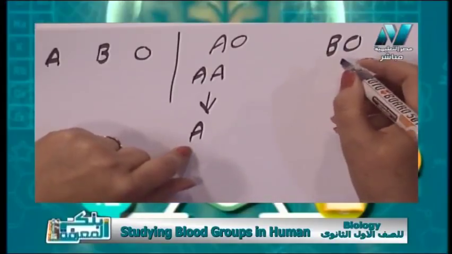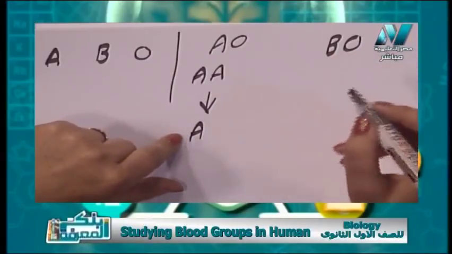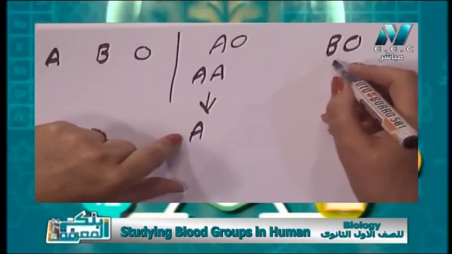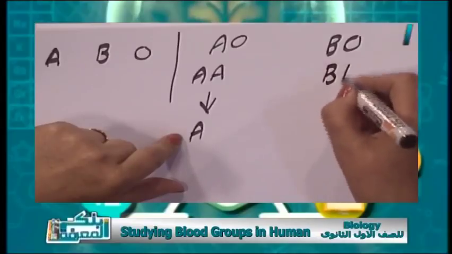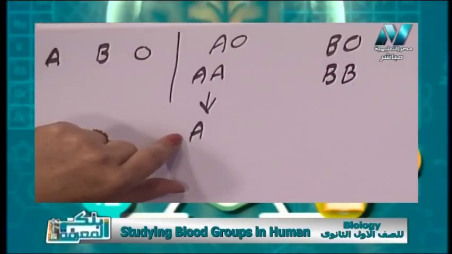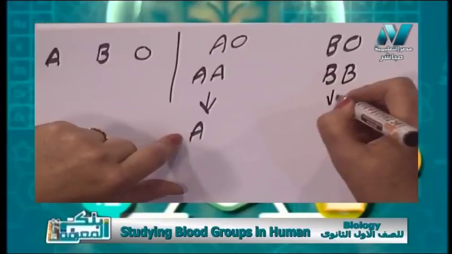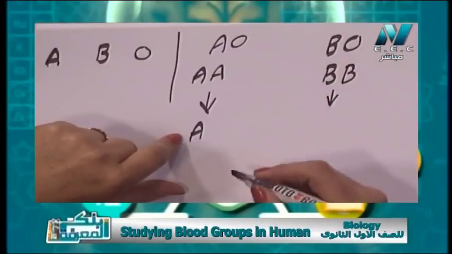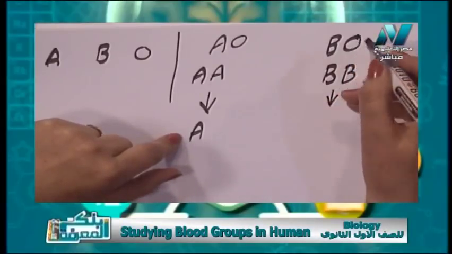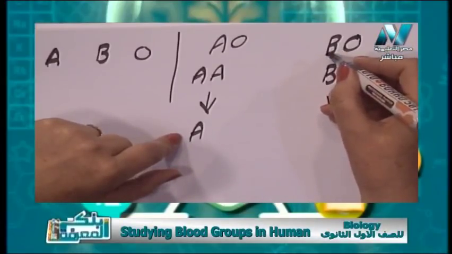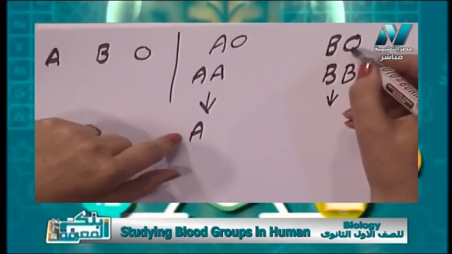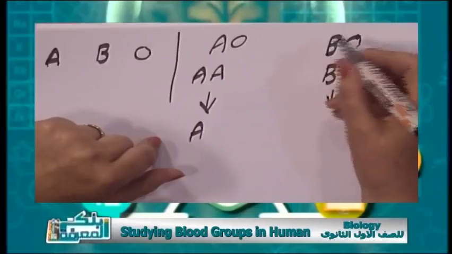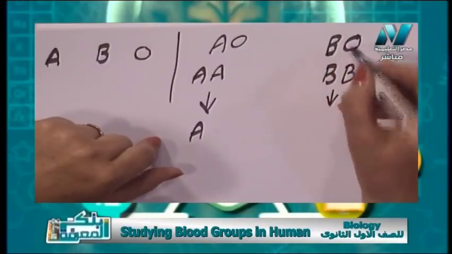And in case of the group B, the genotype of the person could be BO or BB. So the genotype of the person with group B could be pure or hybrid. When the gene O is present with gene B, the gene O doesn't show any influence, so it doesn't appear. So B dominates over O, as Mendel said.